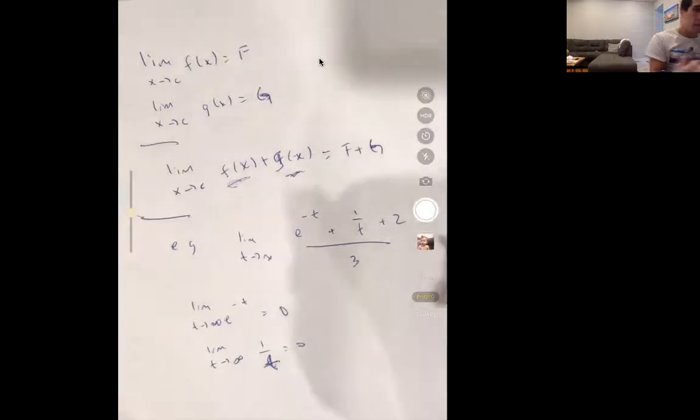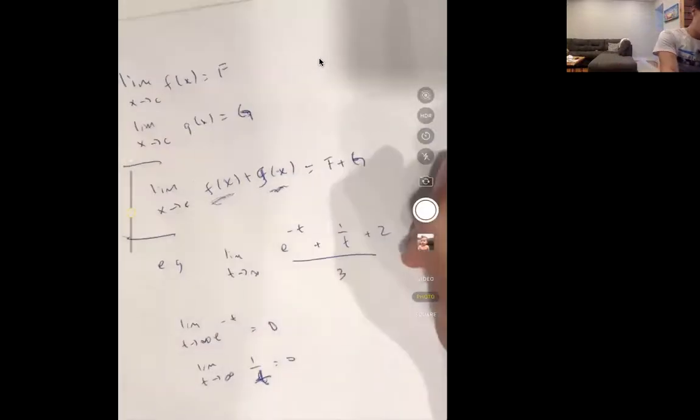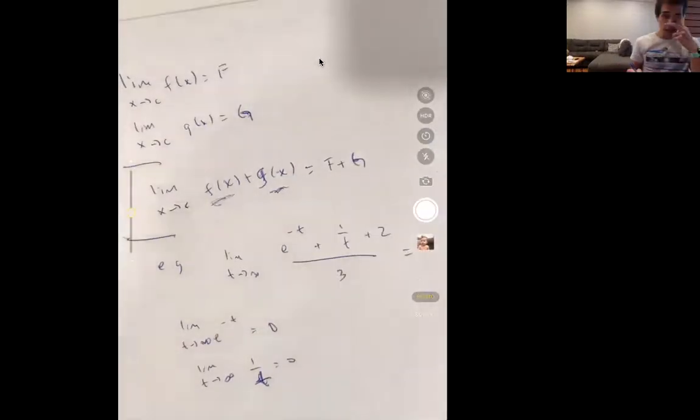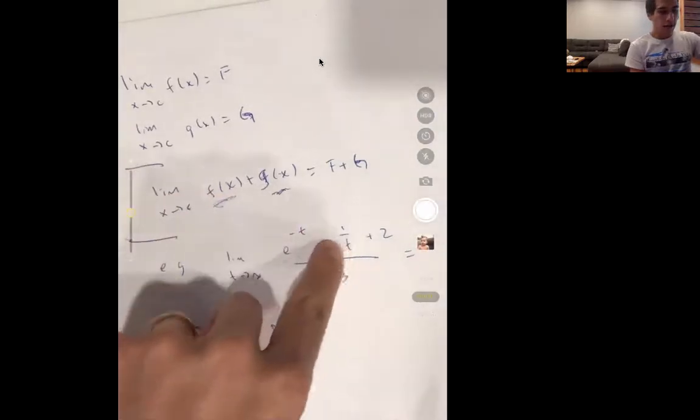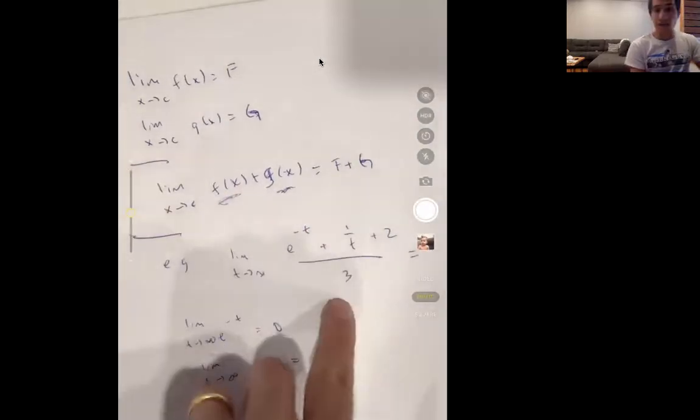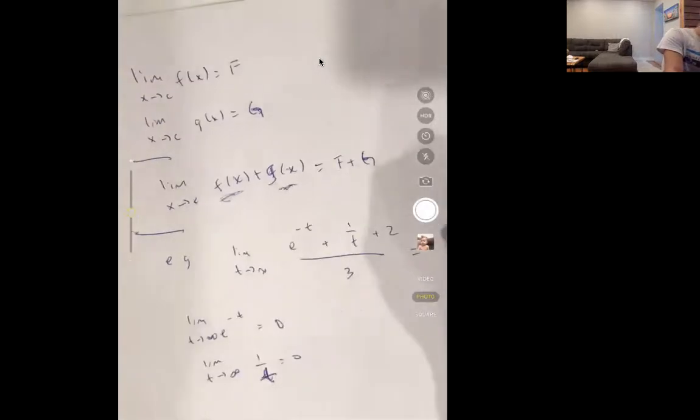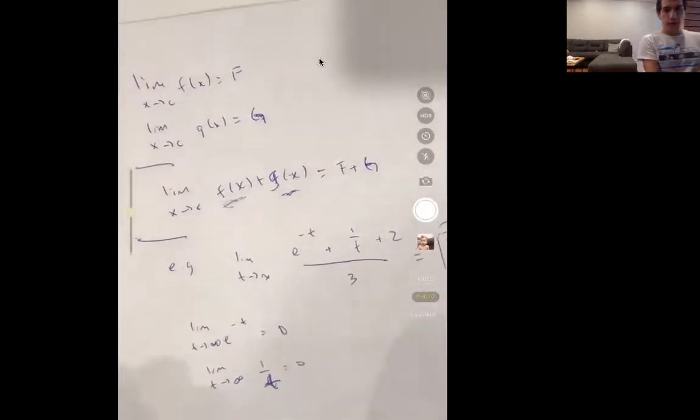And then the other two are constants. So I know that I can use these limit properties. This is tending to 0, this is tending to 0, this is tending to 2 because it's always 2, and this is tending to 3 because it's always 3. And so this limit is just 2/3.